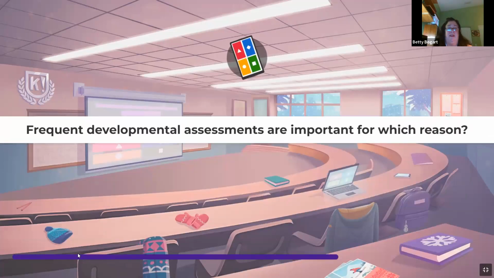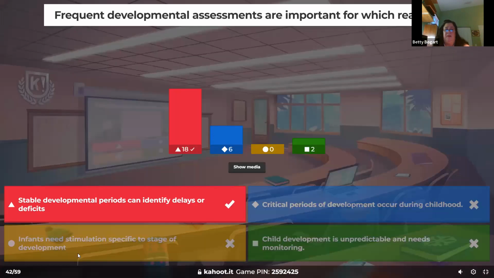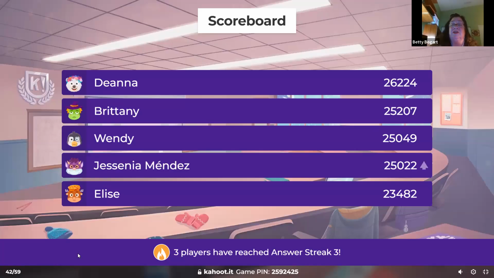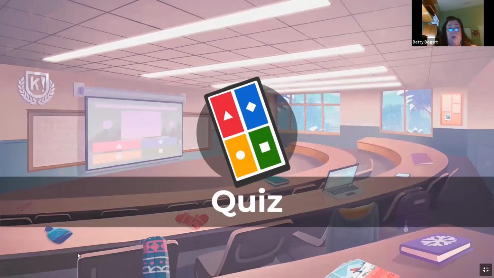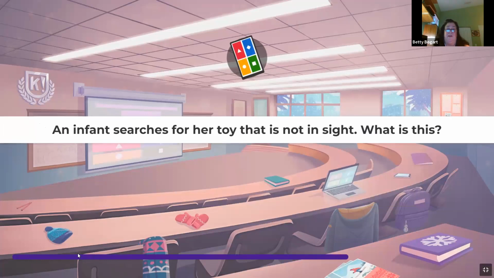Frequent developmental assessments are important for which reason? I mean, why do we want to look? Do they turn over? Do they walk? Do they sit? Do they crawl? Why do we want to know those things? Do they have a grasp? Can they change hands? Why? It's because we can identify any delays and deficits, and we can start early intervention, and these kids catch up very quickly.